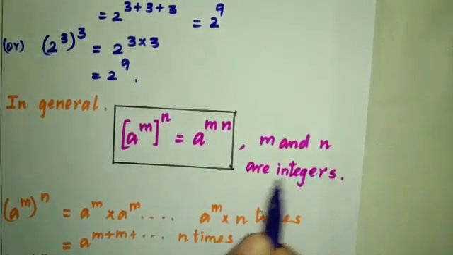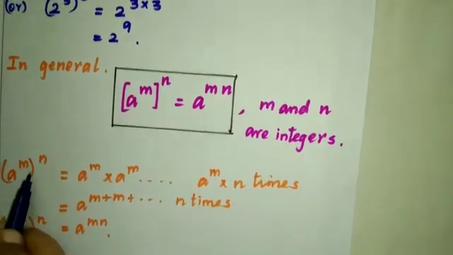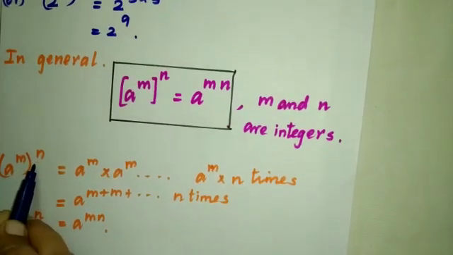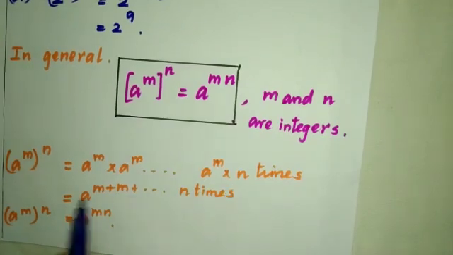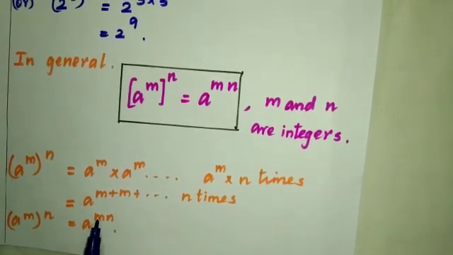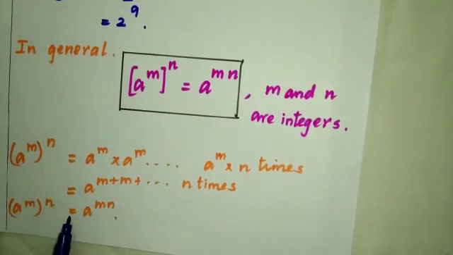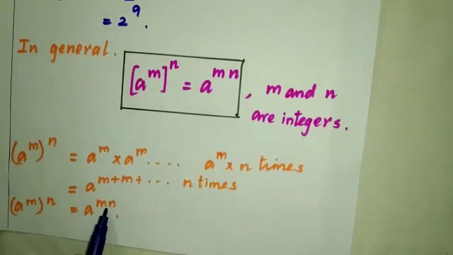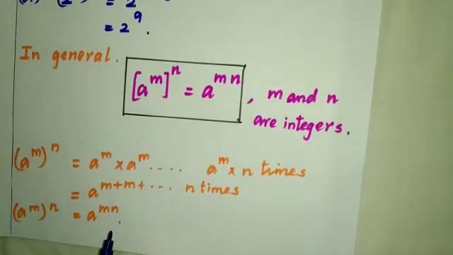Here m and n are integers. That is a power m, the whole power n. Here what is the meaning? A power n can be written n times. So powers you have to add n times. So a power m into n. A power m, the whole power n, which is equal to a power mn. Is that clear, students?